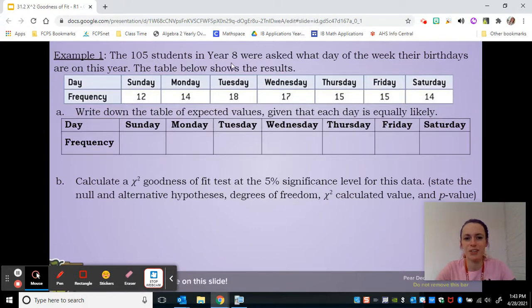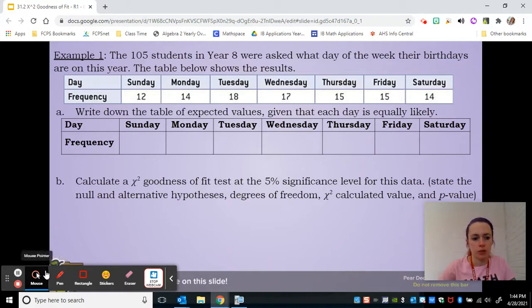105 students in year 8 were asked what day of the week their birthdays were on this year, and the table below shows the results. So again, very similar to our test for independence, these are our observed values, the ones that are given to us. In part A, we're asked to write down the table of expected values, given that each day is equally likely. So again, they're telling us what we're expecting to expect.